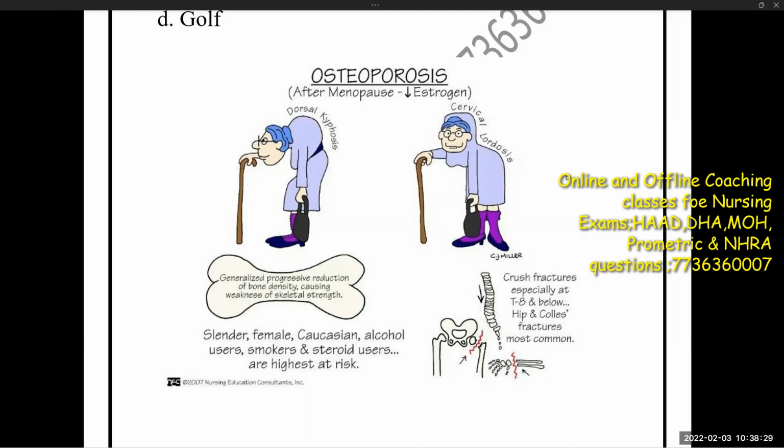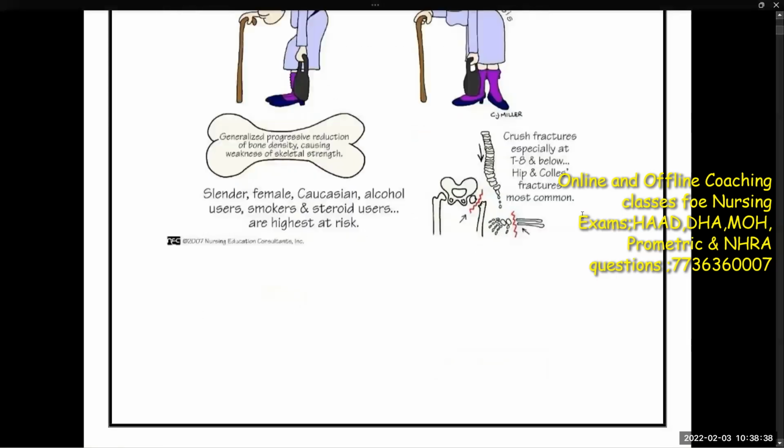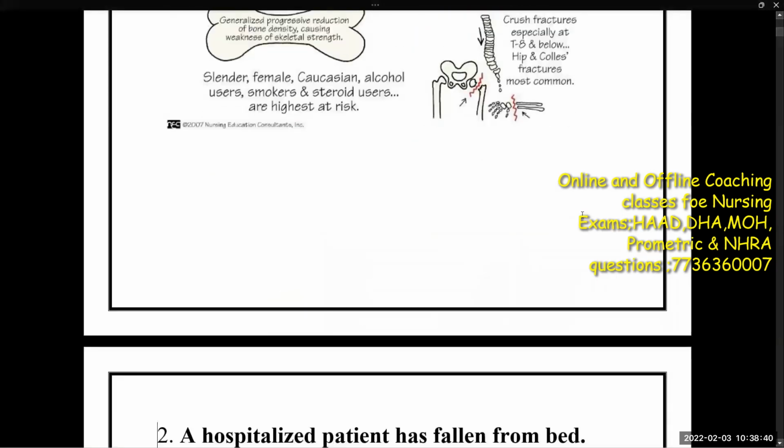What type of diet will you administer? Calcium rich diet. So please learn calcium rich diet. What are examples of calcium rich diet? Dairy products, broccoli, fish. Okay.